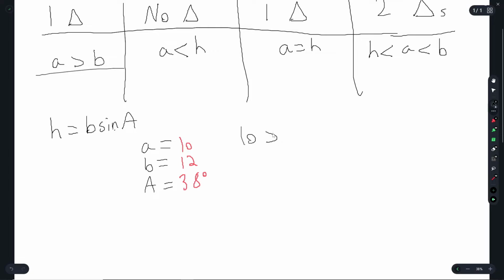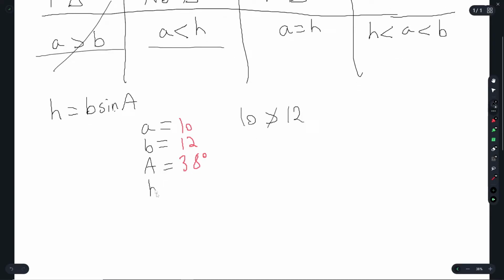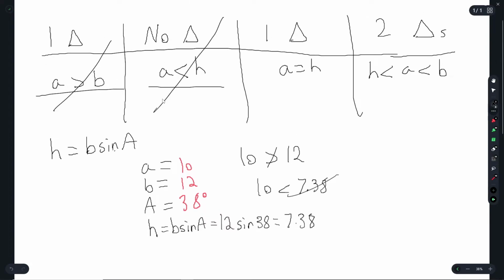10 is not greater than 12, so this case won't work. Then is a less than h? We'll have to find h. So h is equal to b sine A, which equals 12 sine 38. So 12 sine 38 is 7.38. So is 10 less than 7.38? No, it is not. So the second condition also does not work. Is a equal to h? No.